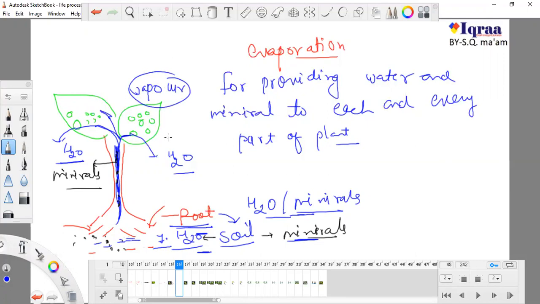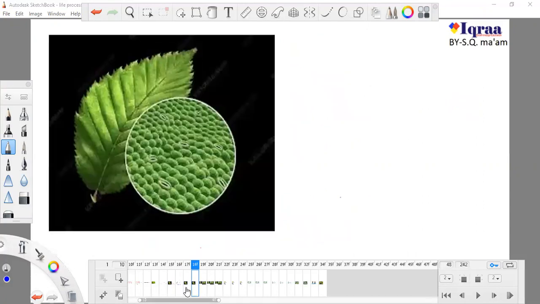So the plants which are present in deserts need to close their stomata. It is a necessity that each and every part of the plant gets water and minerals, so all of them will go in this direction. But the stomata need to be closed, because if the water reaches the stomata and they are open, water will be released. So we are back to stomata.